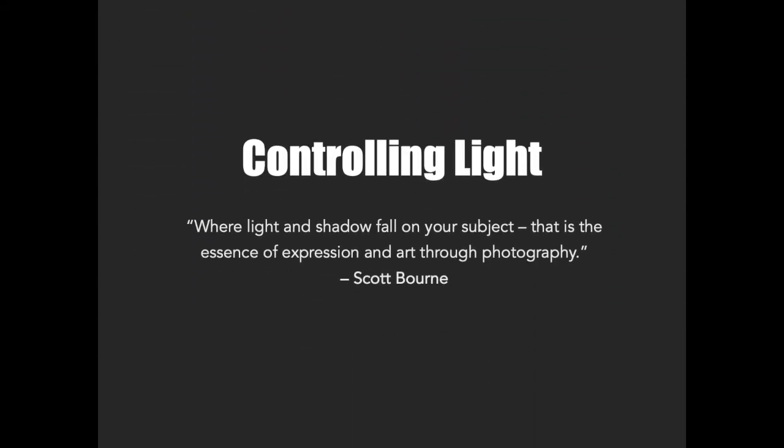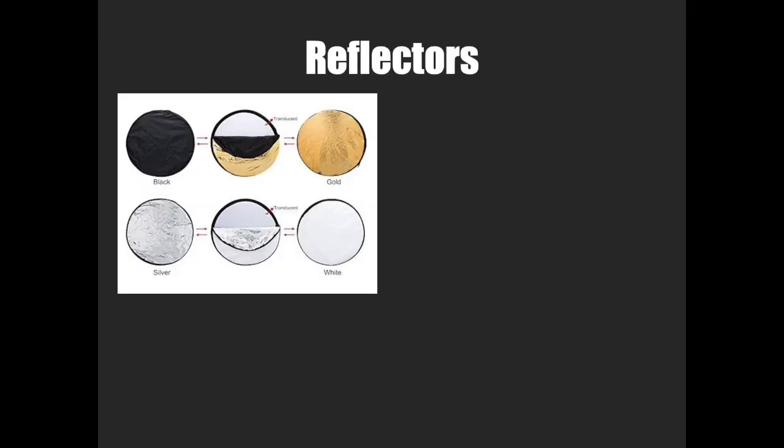Our next subject, controlling light. So here I will talk about reflectors and fill-in flash. Natural light that is reflected off surfaces can change an entire photograph. It can be reflected off walls, the ground, or any other surface like a reflector. This reflected light creates a soft glow.